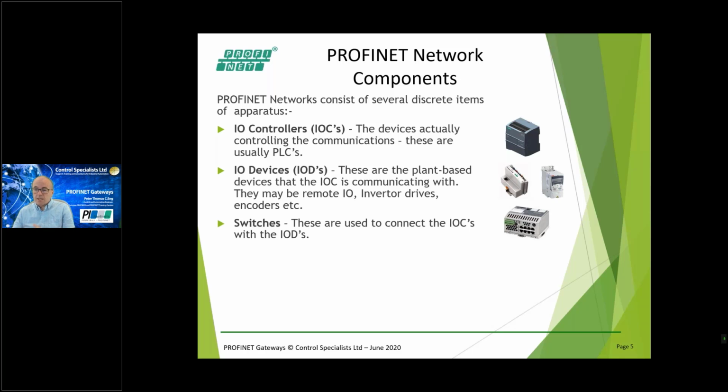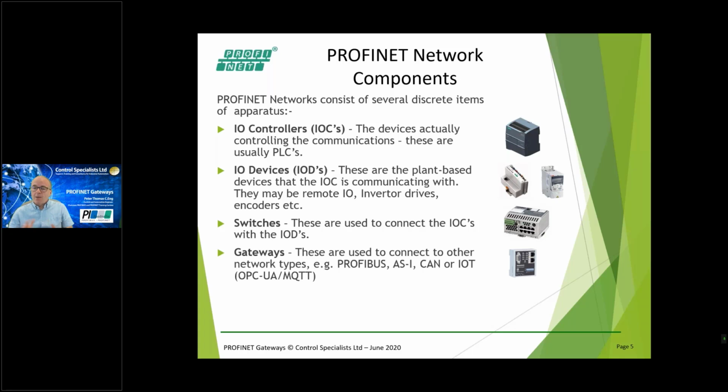We have switches to connect all these together, and as I've mentioned in the past and stress yet again, if we have a network with unmanaged switches, that makes the support of this network and the qualification of it very difficult. So conformance class B switches are always recommended. And then we have gateways, not always, it depends on your situation.